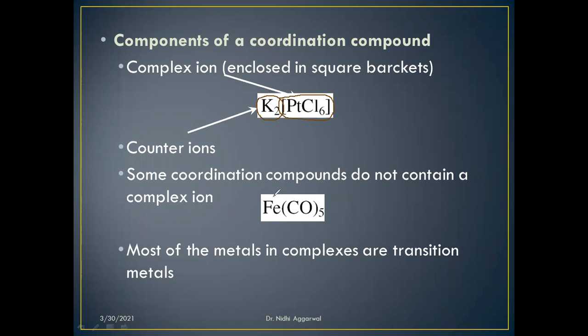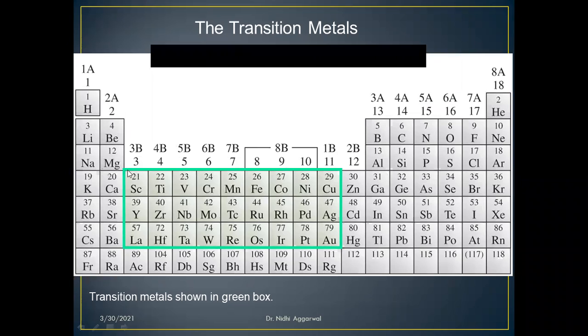Now these coordination compounds are formed mainly by the transition metals. Now, what are transition metals? The portion in the green box which you are looking at, those are the transition metals. Now, what is the definition of transition metals? Metals which contain partially filled d orbitals in their most commonly occurring oxidation states are known as transition metals.